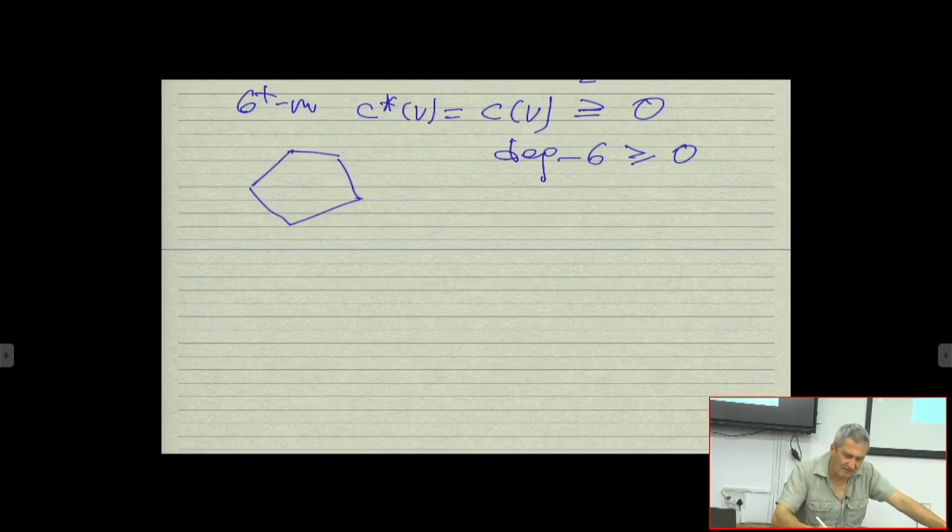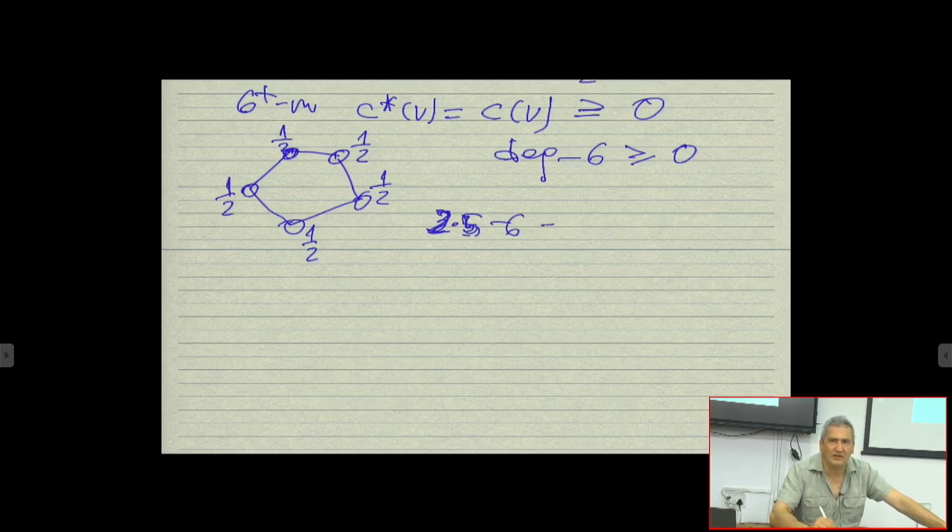So what if you have a 5-face? Look, if we have a 5-face, it can send 1/2 to each of them. Is this okay? I don't know if it is okay. So we have initial charge 2 multiplied by 5 minus 6. It's 4 initial charge.